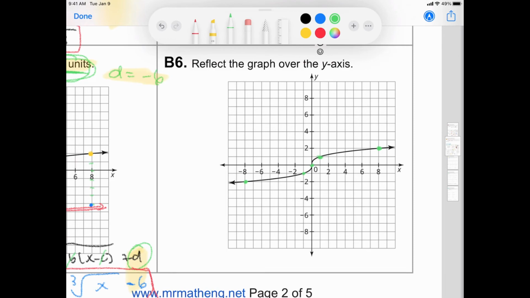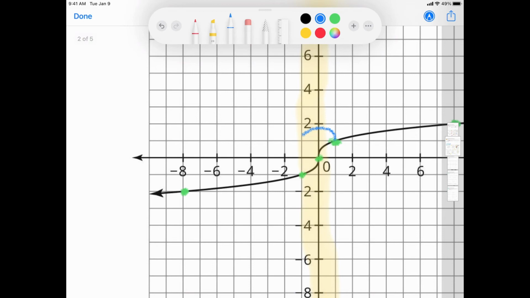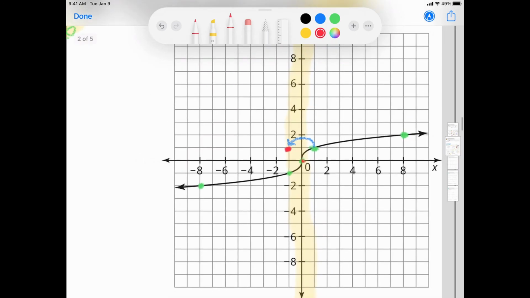Okay, to reflect over the y-axis, the y-axis is this one. So all the points are going to jump over. Like this point is going to jump over to here. Let's do that in red. Does that make sense? All the points are going to do that. So like this point over here is going to jump all the way over here. It's like the yellow line is a reflection. So another way of thinking about it is if you count 8 here, then you're going to go 8 that way. Okay?